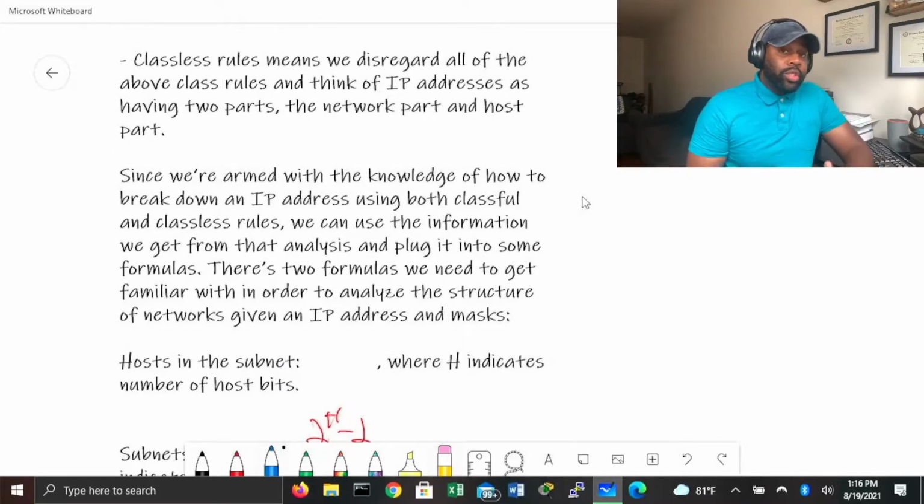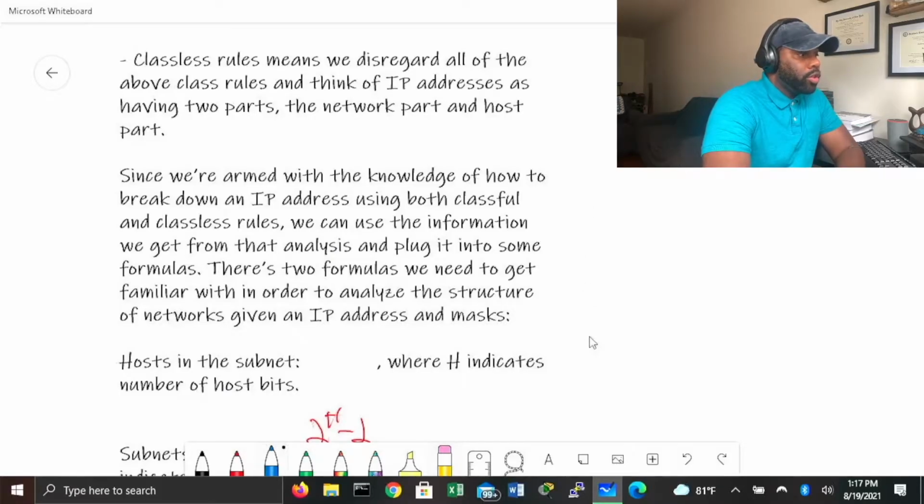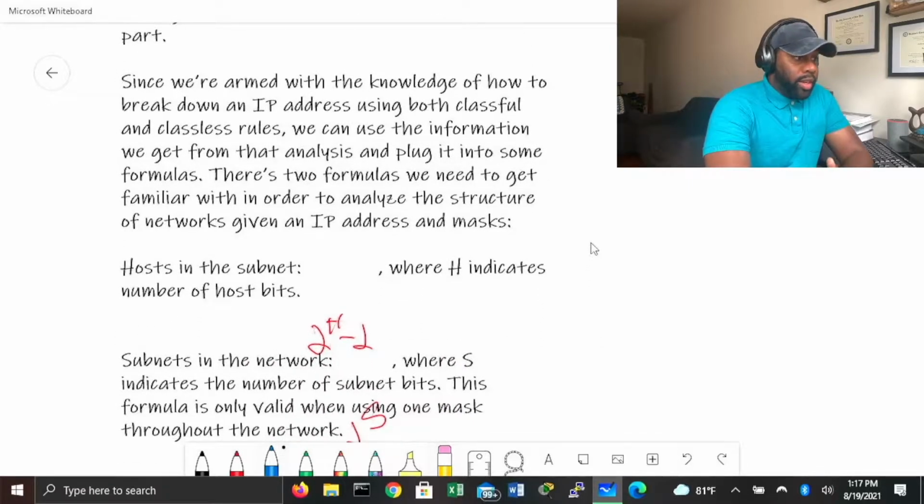So classless rules mean we regard the IP address as having 2 parts, and we disregard classful rules, right? So we think of it as having just the network part and the host part. We don't think about the subnet part, and that's pretty straightforward with that. So now, since we're armed with the knowledge of how to break down an IP address using both classful and classless rules, we can use this information to bring together our analysis of the network, right?